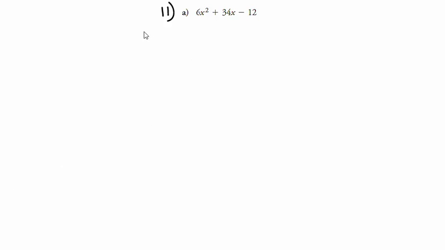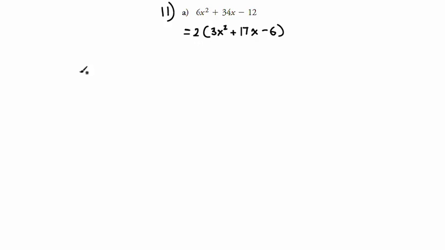Alright, and number 11, we need to factor this expression. So before we use our decomposition method to factor this, we'll look at the coefficients 6, 34, and minus 12. And clearly we can factor out a 2 from there. And we're left with, well, 2 goes into 6 3 times, so that's 3x squared. 2 goes into 34 17 times, so that's plus 17x. And 2 goes into minus 12 minus 6 times, so that's minus 6.